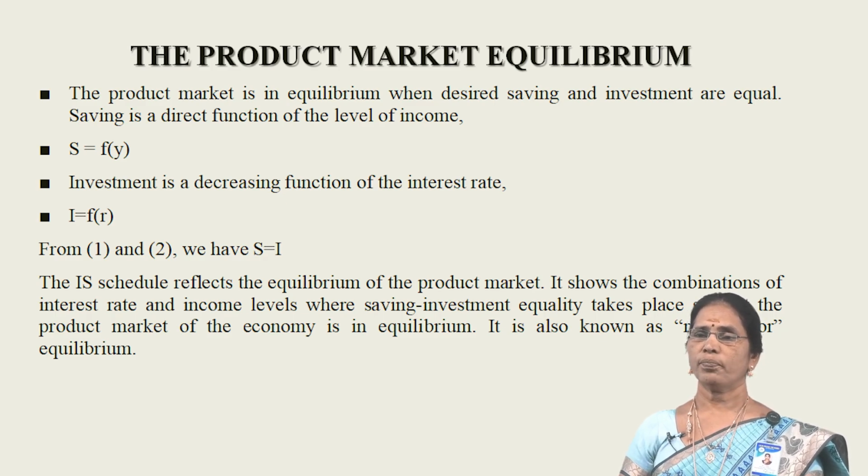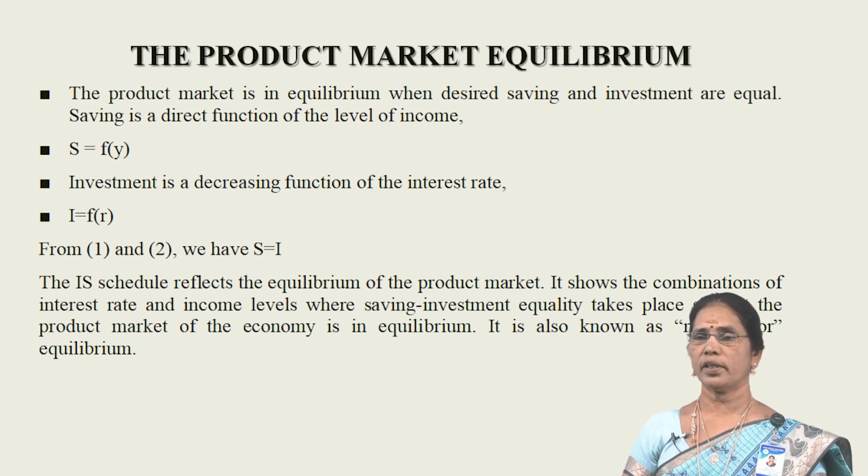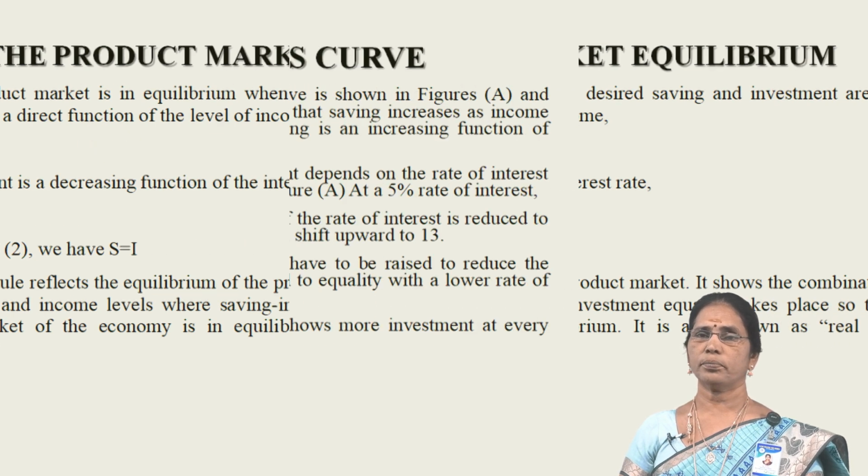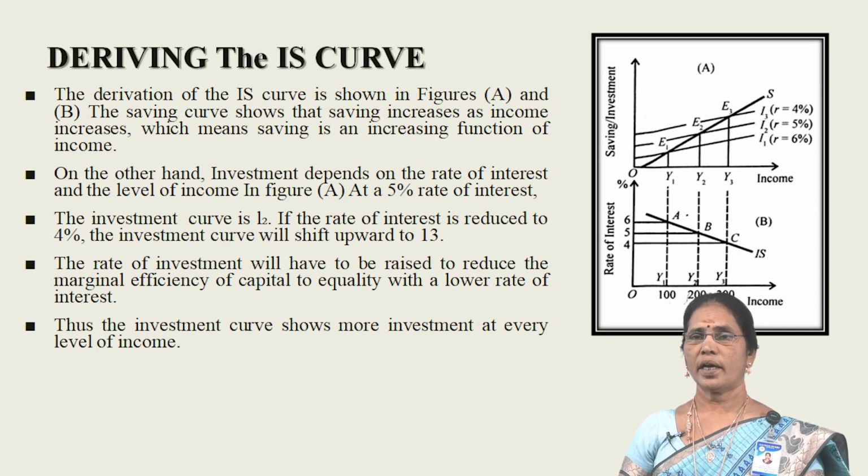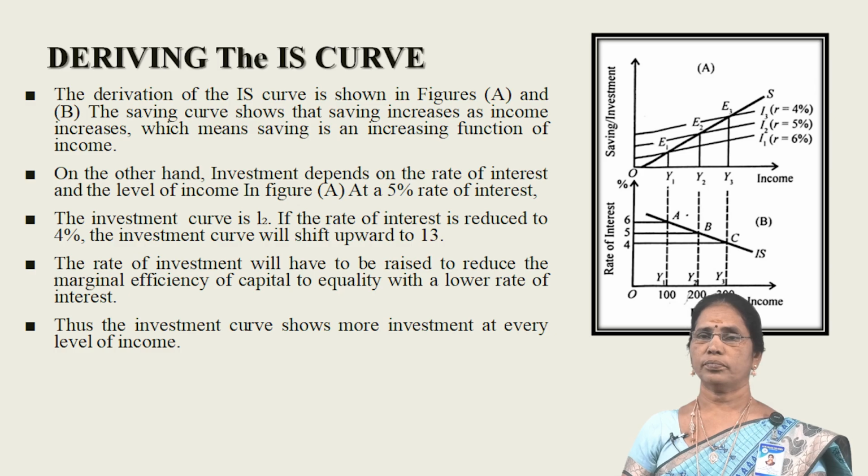It shows the combination of interest rate and income levels where saving-investment equality takes place, so that the product market of the economy is in equilibrium. It is also known as real sector equilibrium. Here we have to see the derivation of the IS curve. The derivation of the IS curve is shown in figures A and B.